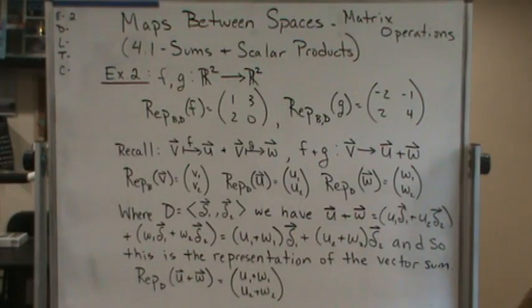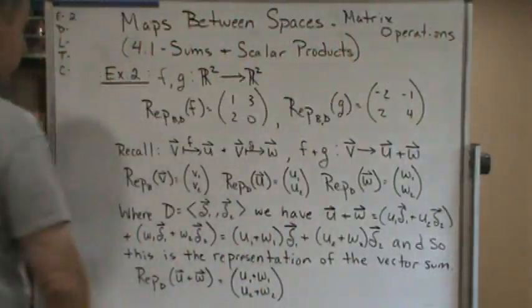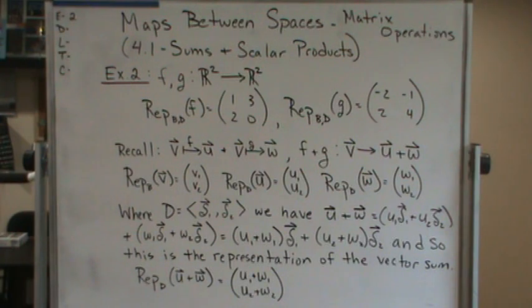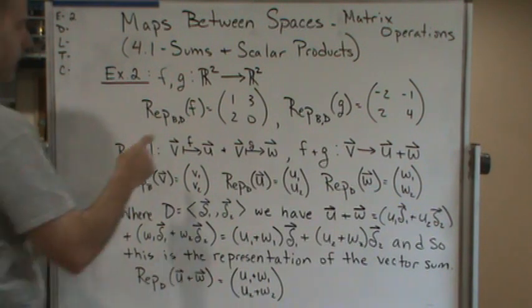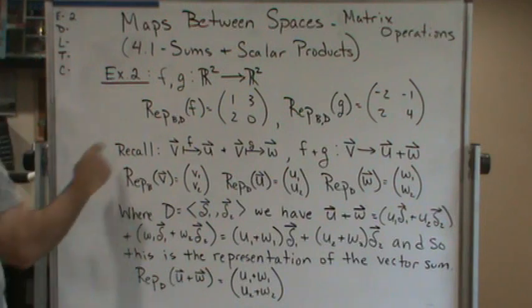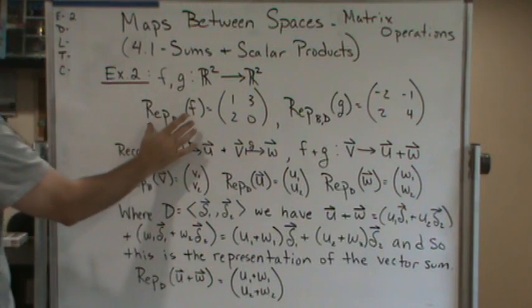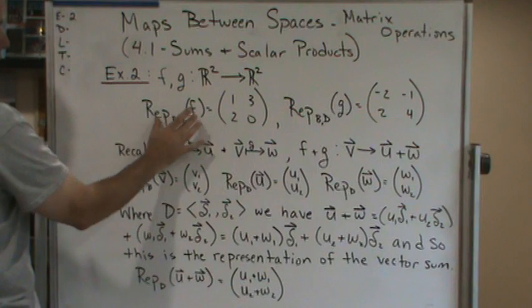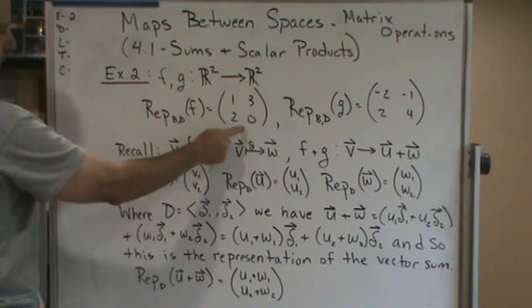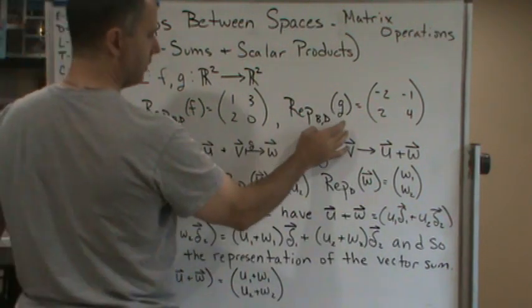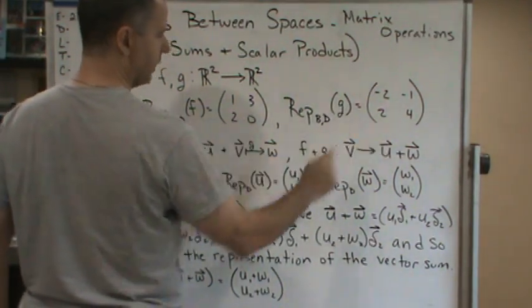Okay, now in this example here, we're going to look at sums. So now let's assume that we have these vectors, as we explore the sum of two maps. Suppose that we have two linear maps that go to the same domain and codomain, f and g, and the representation matrix for f is going to be given by this, and this representation matrix is for g.